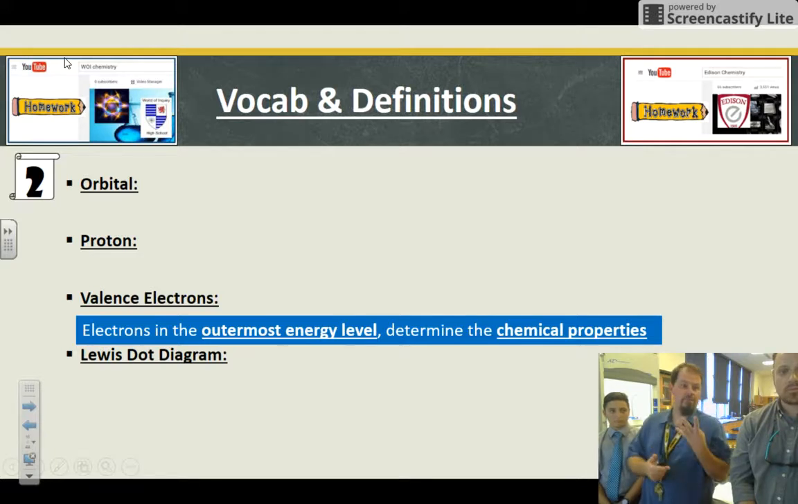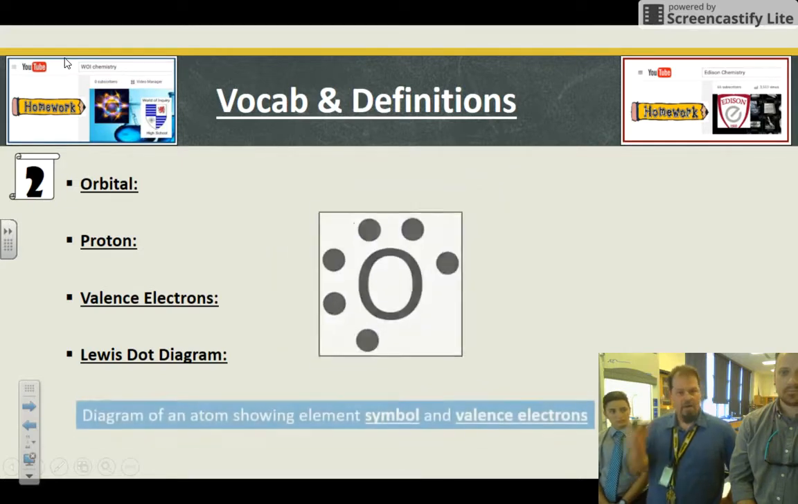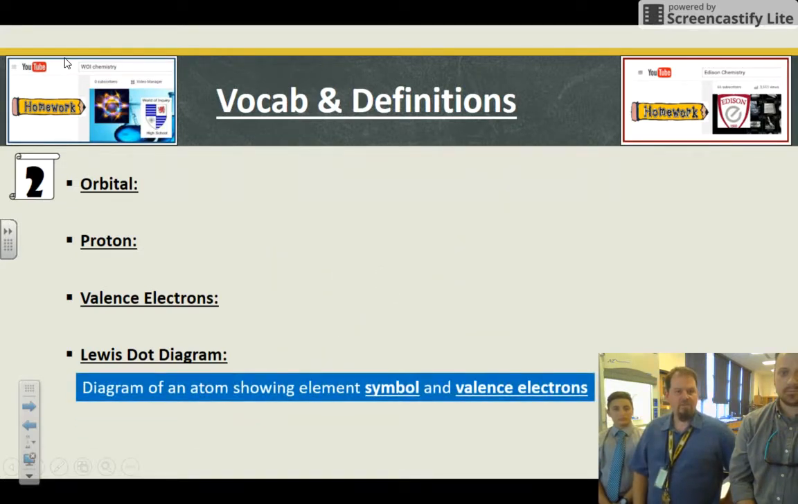It's going to set us up for the bonding unit. Lewis dot. This is the second kind of picture. This is an easier picture than Bohr, because Bohr had all those rings. This is a diagram showing my element symbol and just my valence electrons, because those are, like was just said, the most important of the electrons.